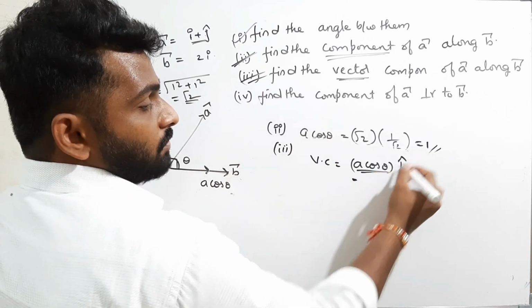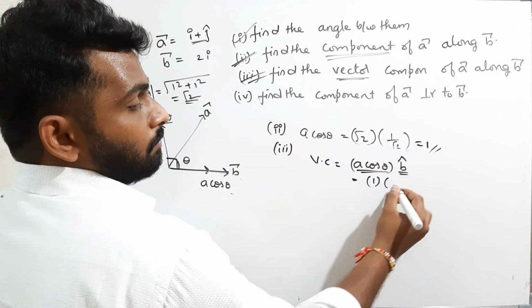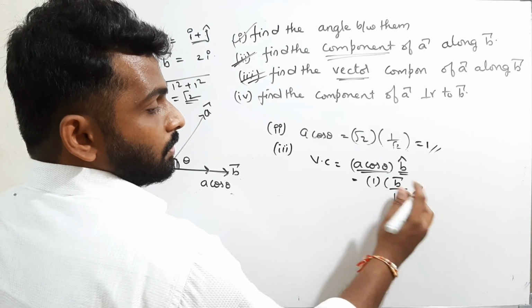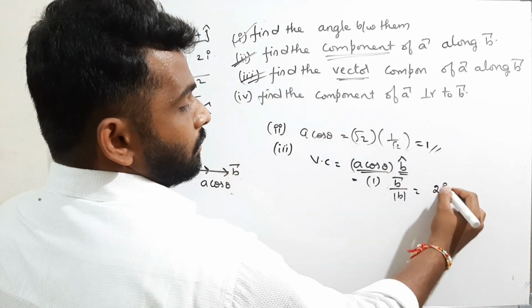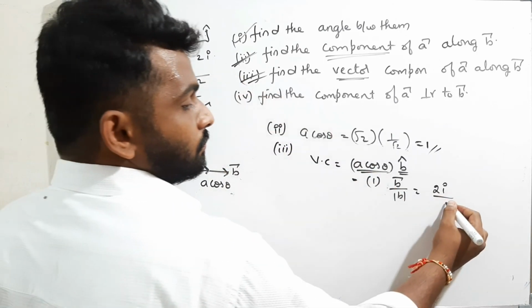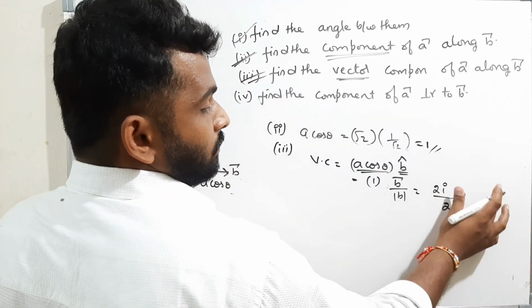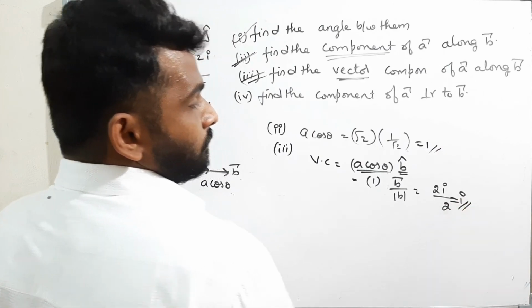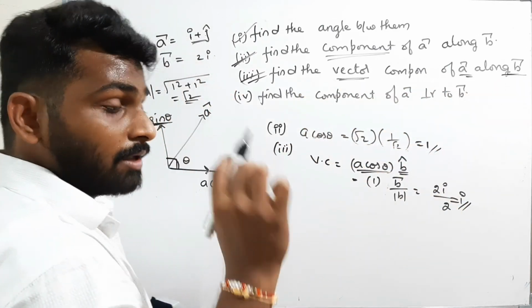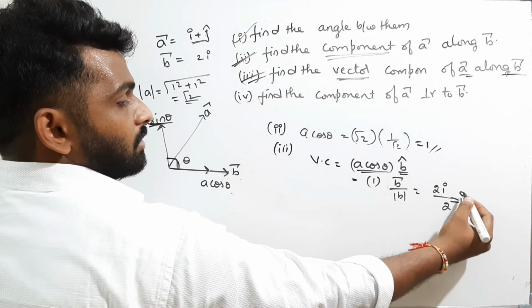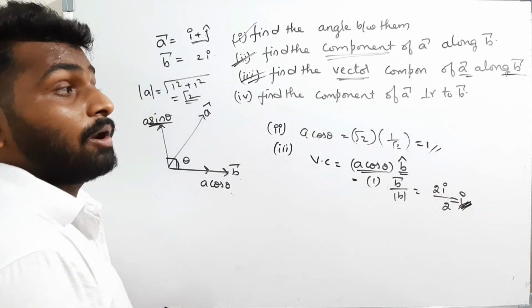Therefore A cos theta I got as 1. And what is B cap? B bar by mod B. What is B bar? B bar is nothing but 2I cap. Mod B is nothing but 2. Therefore it is nothing but equal to I. Therefore the vector component of A bar along B bar is nothing but I. I is the vector component of A bar along B bar.